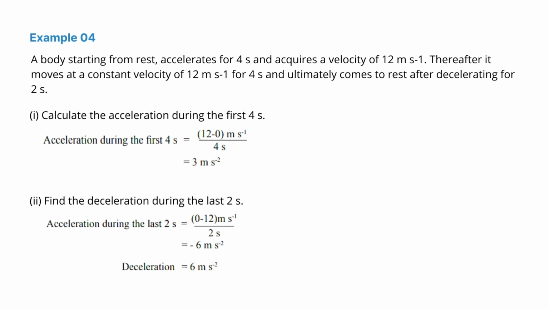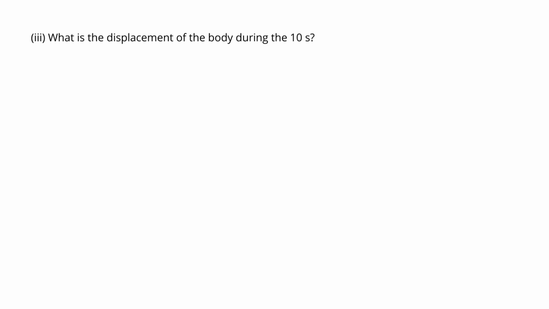Now we will go to the next question. What is the displacement of the body during the 10 seconds? Since this has no uniform acceleration throughout, we have to divide it into portions and find the displacement. So first let's find the displacement during the first 4 seconds. If you remember, in the first 4 seconds the body accelerated starting from rest and reached a velocity of 12 meters per second. So here it is acceleration.